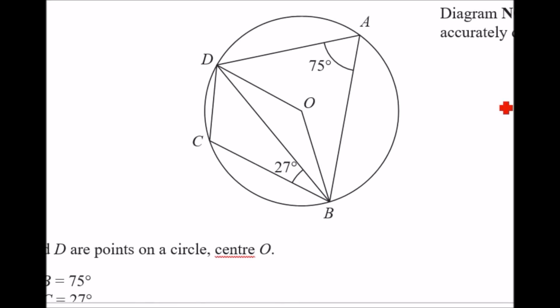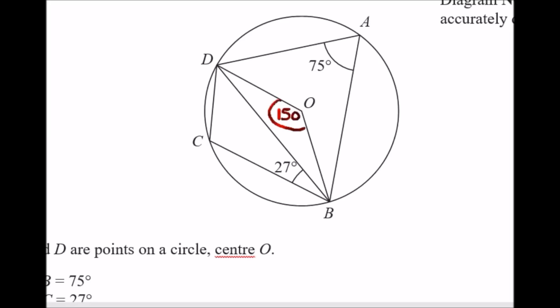First thing you want to know is that for any circle property, the angle at one corner is always going to be half the angle at the center of the circle. So if this is 75, here this must be 2 times 75, so it's going to be 150. Okay, let's make that not too bold. 150.